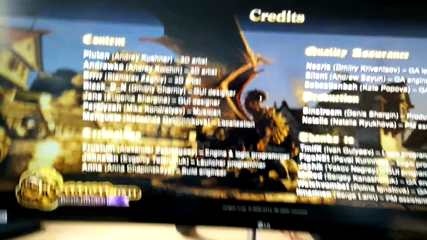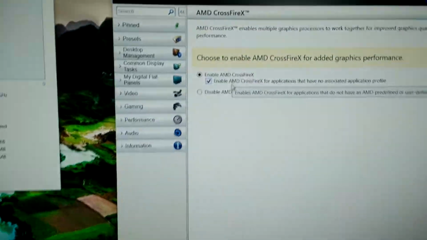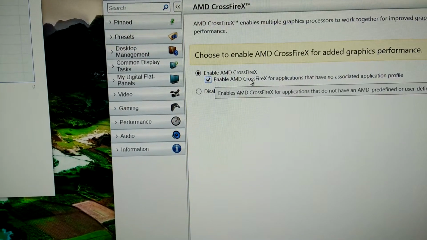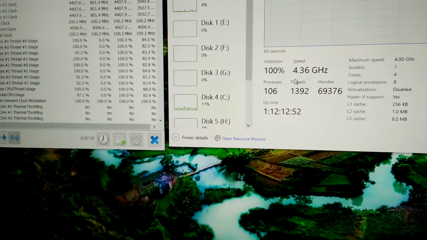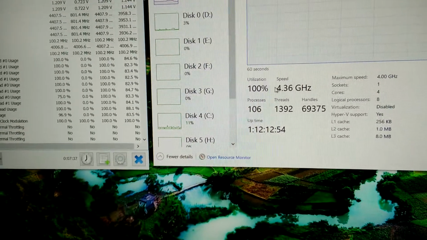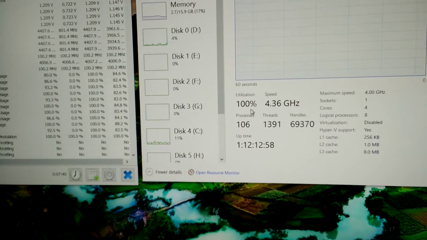So I am about to just close Unigen. That's been running for a little while now. So that's now closed. As you can see, Crossfire is enabled. Even though I've closed Unigen, the CPU utilization, excuse me, I'm suffering here, is at 100%.